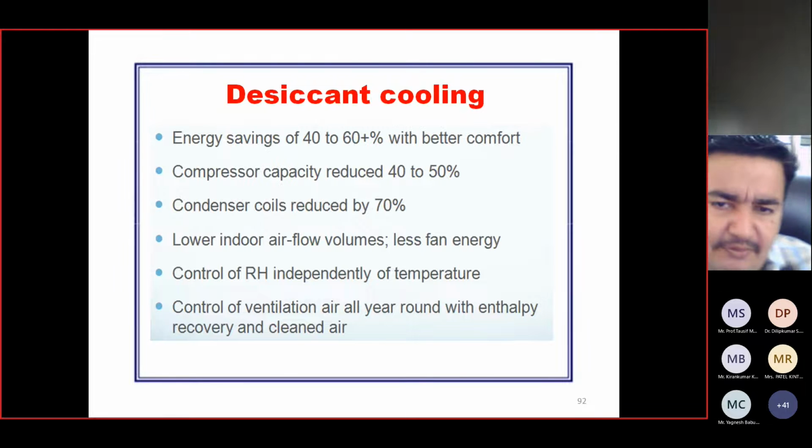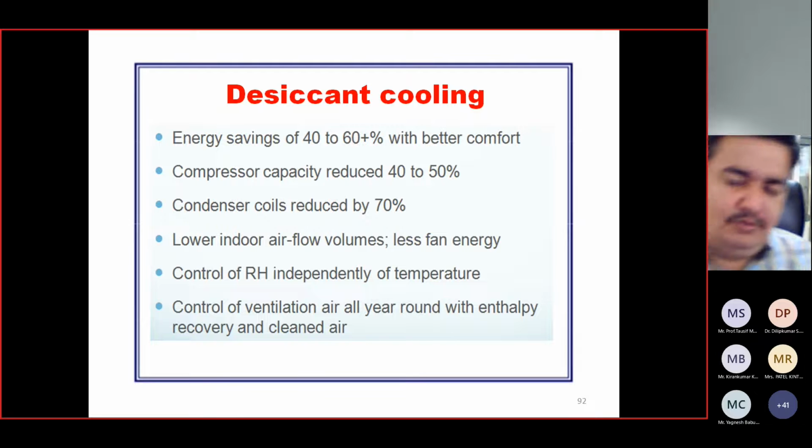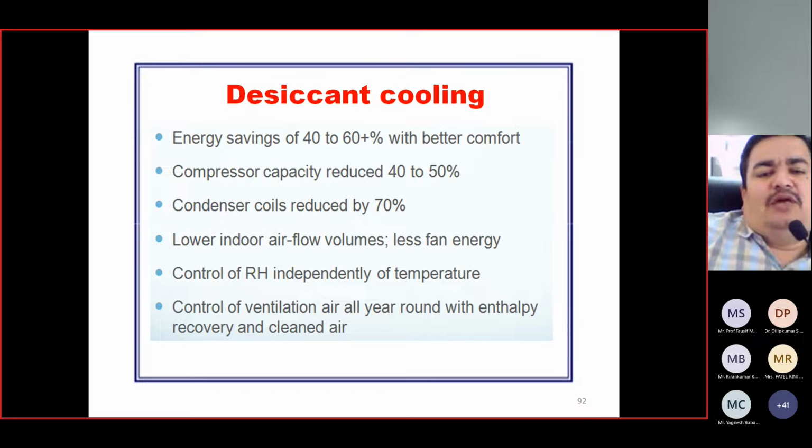With desiccant cooling, energy saving can be possible up to 40 to 60% with better comfort. Better comfort means you can have certain mixing with the room recirculation air or ambient air. Compressor capacity can be reduced to 50% because a downsized cooling unit may be used. Condenser coil size may be reduced to 70%. There is lower indoor air volume, less fan energy, and control of RH independently of the temperature. It can control ventilation air all year round with enthalpy recovery, and provide more cleanliness and maintain indoor air quality.